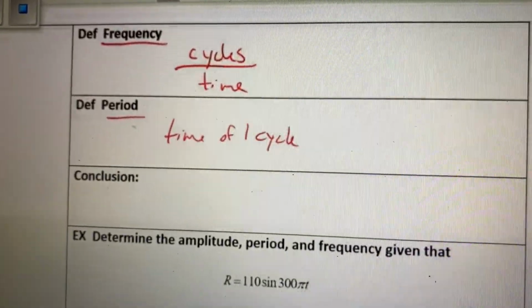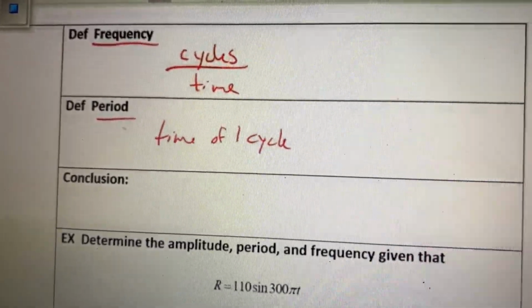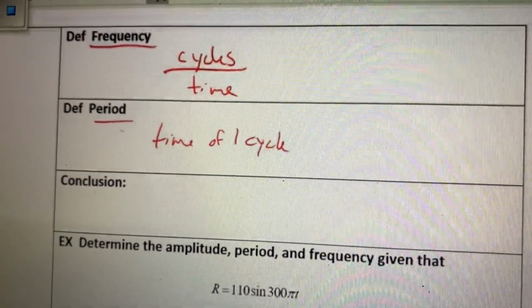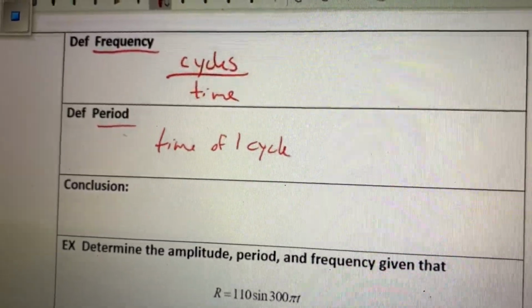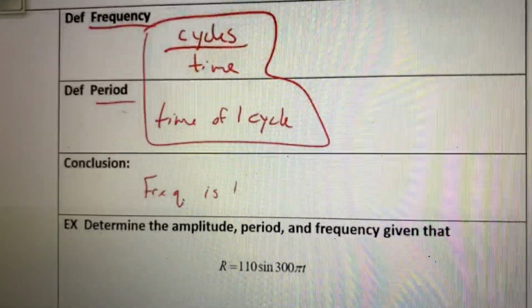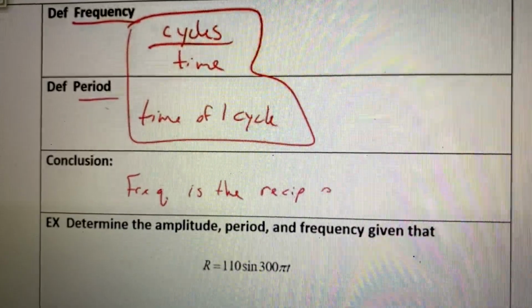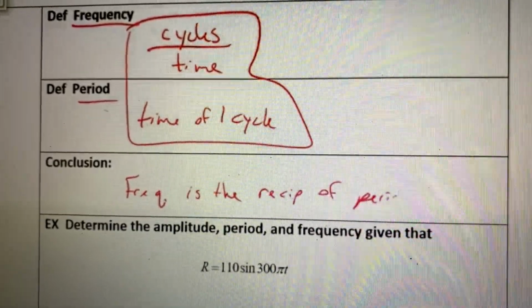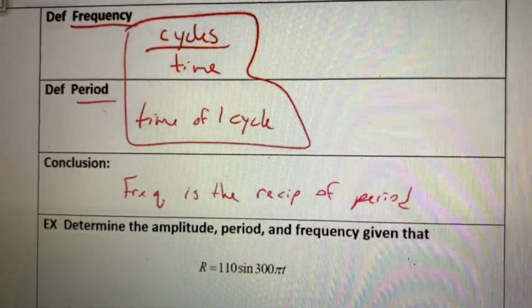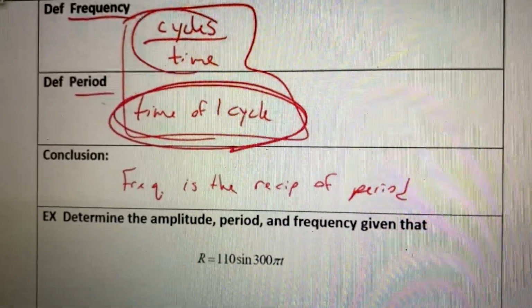So we know that period is the time it takes to complete one cycle. Well, frequency is going to be the number of cycles per a set unit of time. So in conclusion, frequency is going to be the reciprocal of period. So if I have a period of 1/2, my frequency is going to be 2.